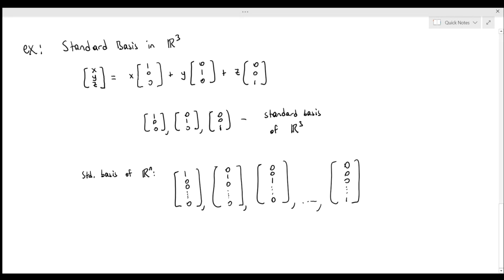Now, regarding dimension, dimension was defined to be the number of vectors in any basis for the given space. So here in R3, the standard basis has 3 vectors in it. Therefore, we could say that the dimension of R3 is equal to 3. And any basis for R3 would have to have 3 vectors in it.